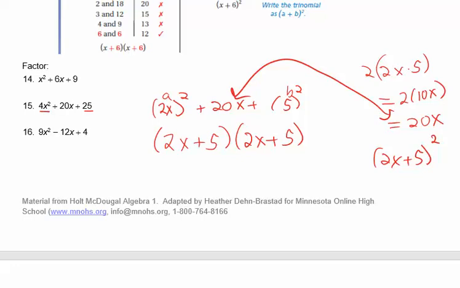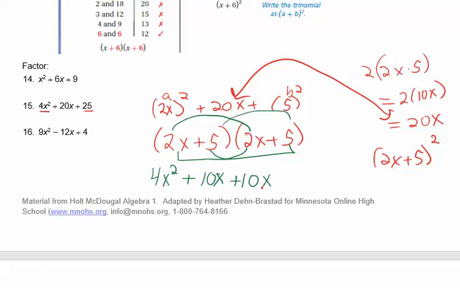Now what am I going to do? I'm going to check it. So I'm going to check it with FOIL. So I take the first times first. 2x times 2x is 4x squared. Now the outer. 2x times 5. 2 times 5 is 10, and then I have an x. And the inner. 5 times 2x. 5 times 2 is 10, and I have the x. And then the last, 5 times 5 is 25.